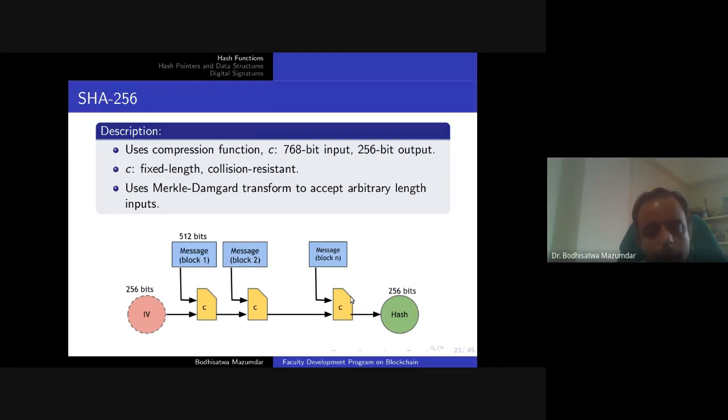So the last C function, okay. This continues until the message ends. Okay, so this last C function produces the final hash output of 256 bits. So this entire construction is called the Merkle-Damgard transformation. Just by iterating this compression function C, this entire hash function can take in an arbitrary length string.